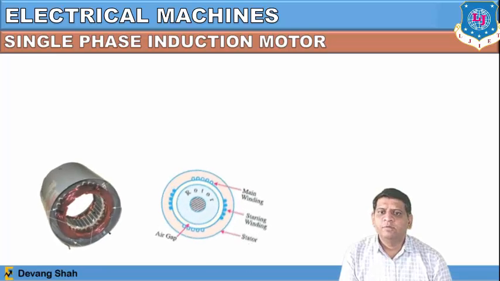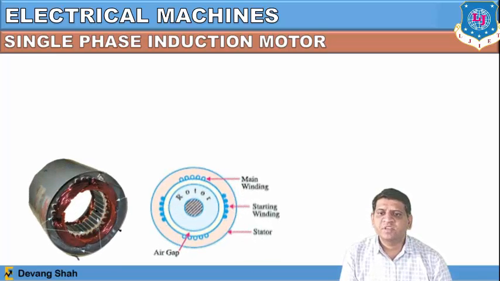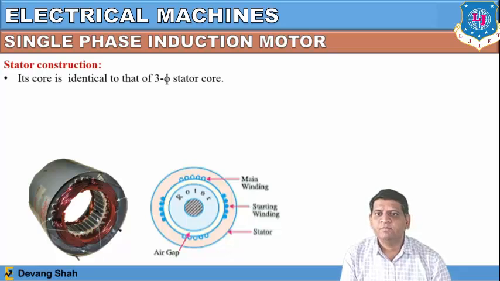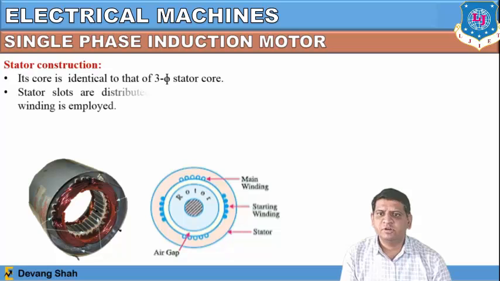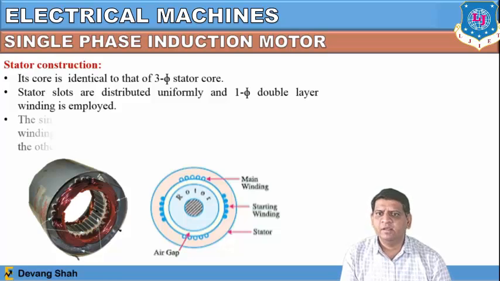Now if we talk about the stator, here is the picture of the stator. This is the outer part of the stator, having slots inside. This is the rotor, and the outer part of the rotor we define as the stator, having some slots. Now let us discuss what it consists of. Its core is identical to a three-phase stator core. The stator slots are distributed uniformly and a single-phase double-layer winding is employed here.